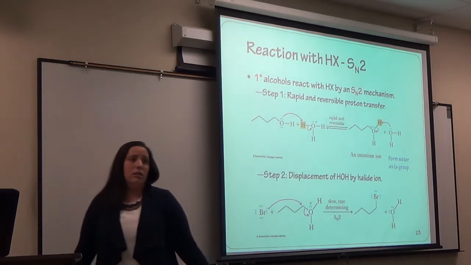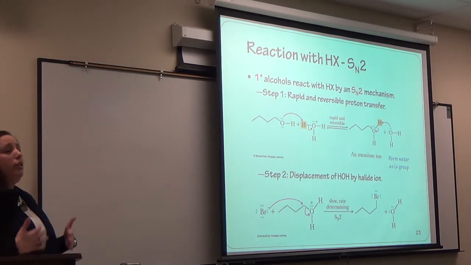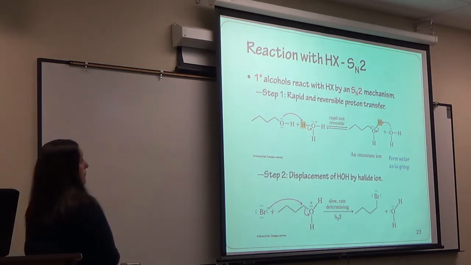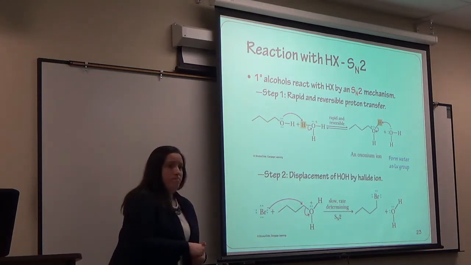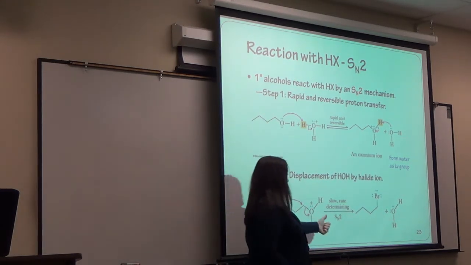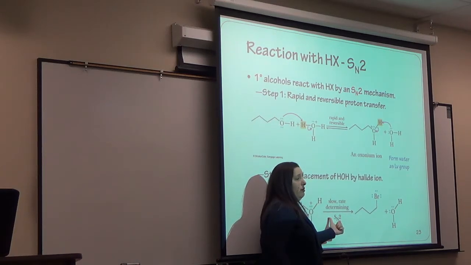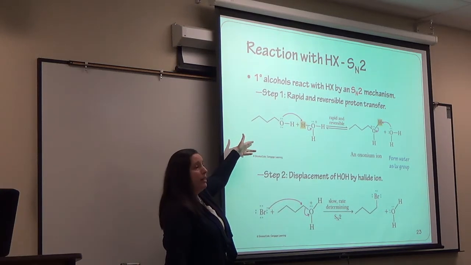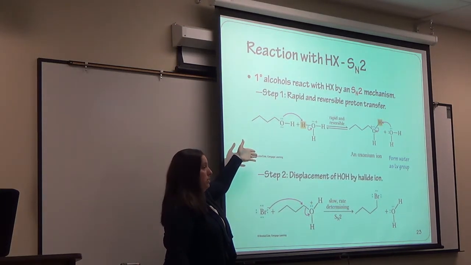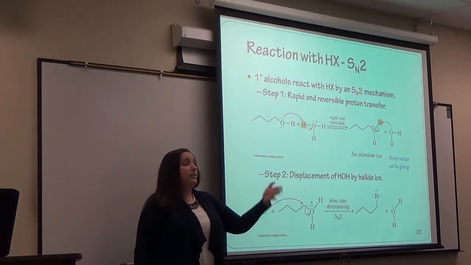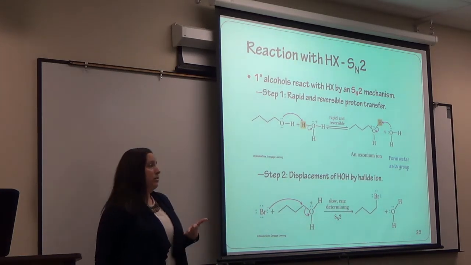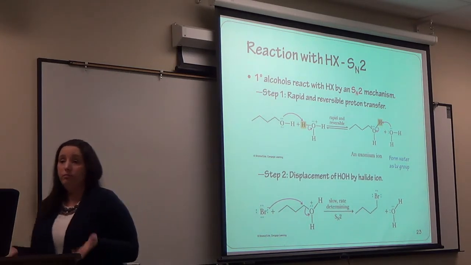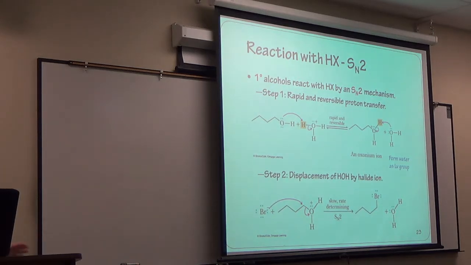So for an alcohol, there's an additional step. That's what I'm trying to get at here. But again, remember that it is the concerted step that is the rate determining, the slow step. This proton transfer is rapid and reversible. So again, in the Sn1, it's the carbocation formation that is the rate determining step. So that hasn't changed, because that first step is rapid and reversible, so that's not going to be determining the rate.